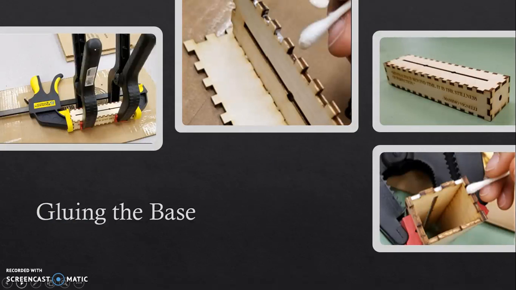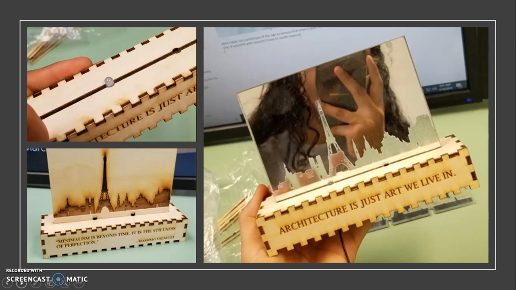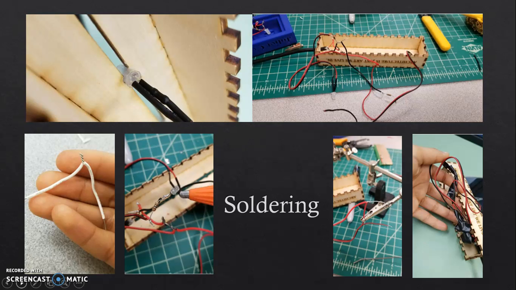And then I glued the base together after I laser cut out the acrylic. And this was how the sign would look with the lights in, kind of just simulated that. And then I soldered all the wires and hot glued the junctions together and taped them just for safety measures. So this is me soldering all the wires in the box.